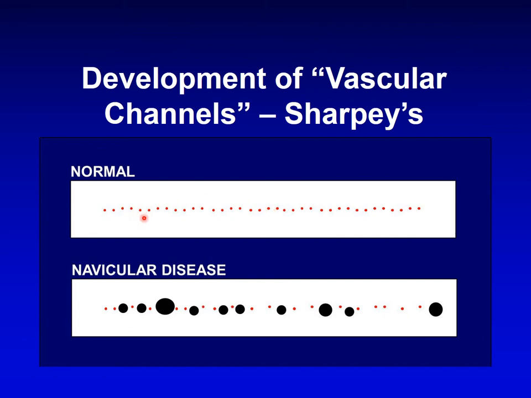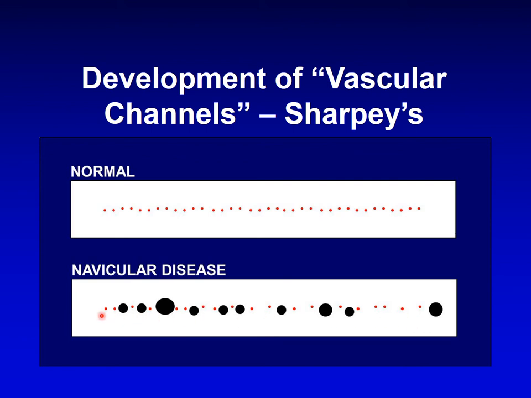So they start eating the ruptured area, not in the normal situation, but in the disease situation. They start eating up these bony areas, the dead bony spaces where the Sharpey's fibers got attached, and they form shapes like this that we can see on radiographs and also on the actual navicular bone. This is a pretty important sign for navicular disease.